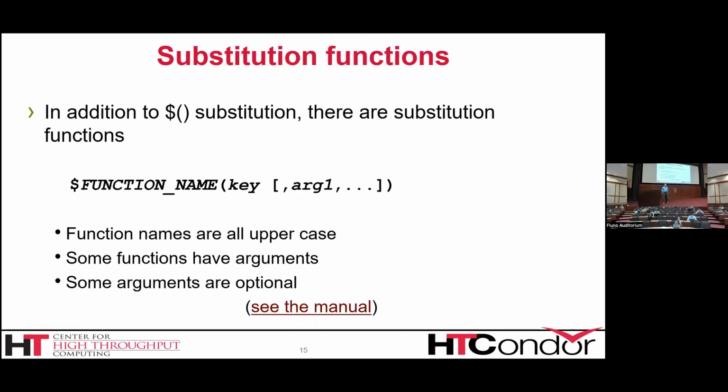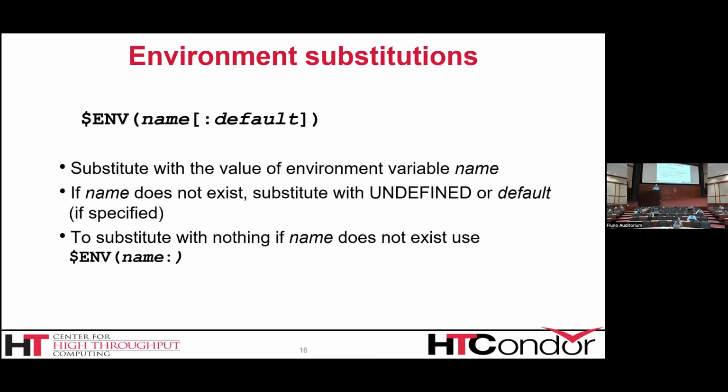Also, wherever you can do a dollar substitution to do a lookup, we have these things called substitution functions, where you do dollar function name and some value, and it does some sort of lookup, but also something else. There's about 10 of these. One of these is $ENV, which takes the name and treats it as an environment variable.